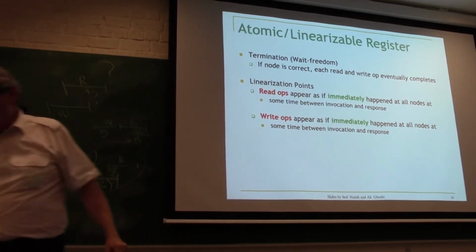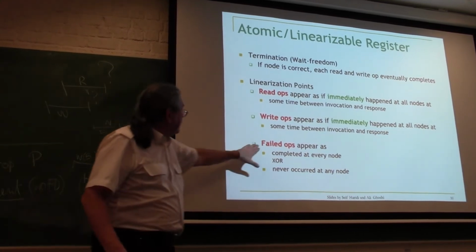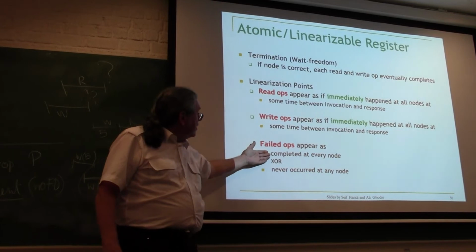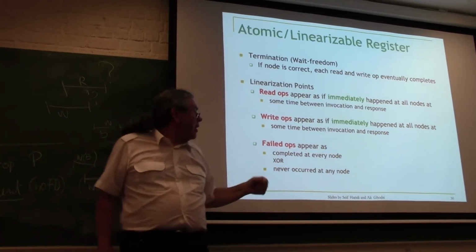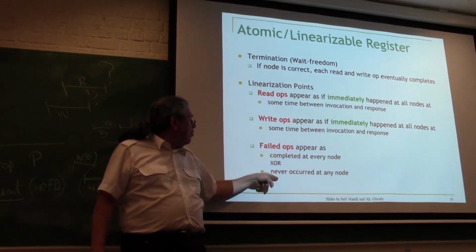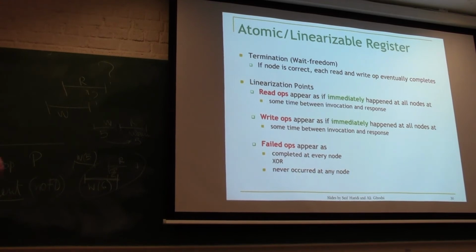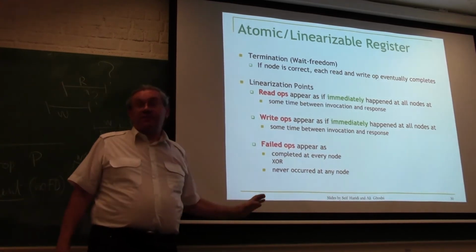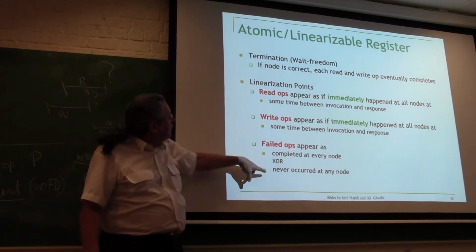You also have to worry about failed operations, of course. Either they're completed at every node everywhere, or they never occurred. Exclusive or, that means one or the other, but not both. So that is the more precise definition. And I will show you some scenarios of this.